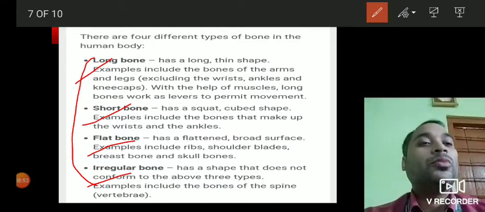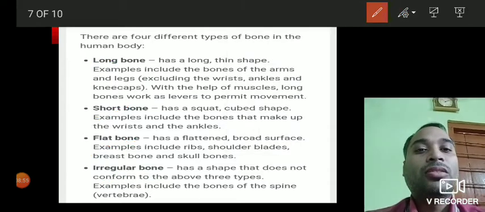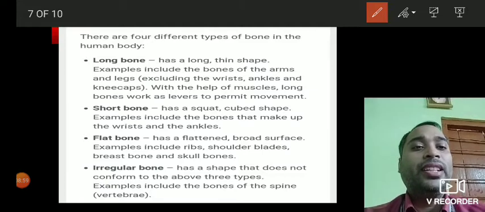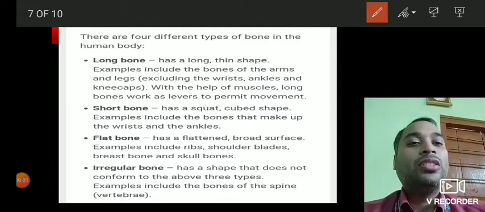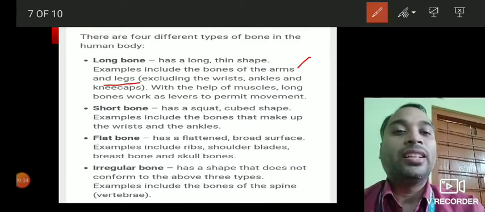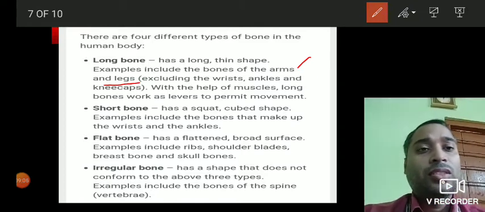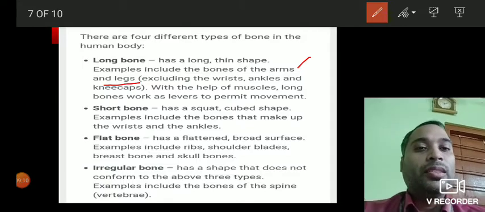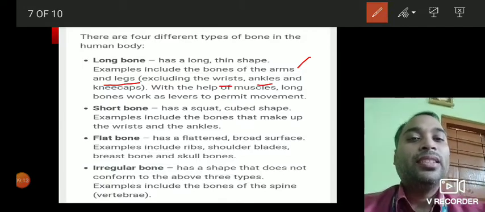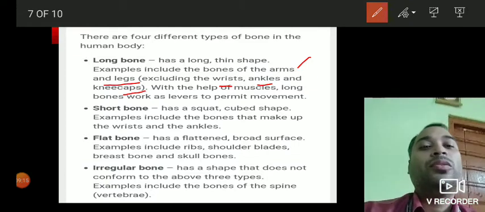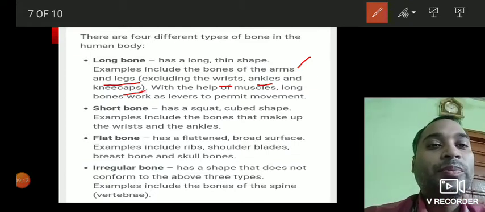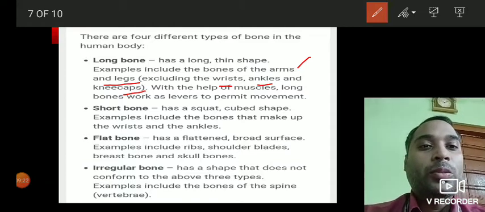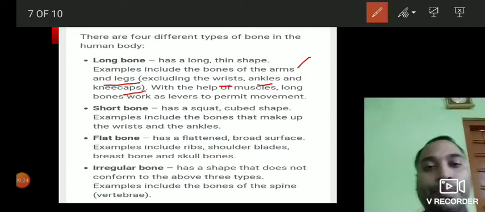Let's discuss them one by one. Long bone is long and thin in shape. Examples include the bones of the arms and legs. The bones of our arms and legs are the long bones, but we have to exclude wrists, ankles, and kneecaps. They are not included in this. So these are the long bones.